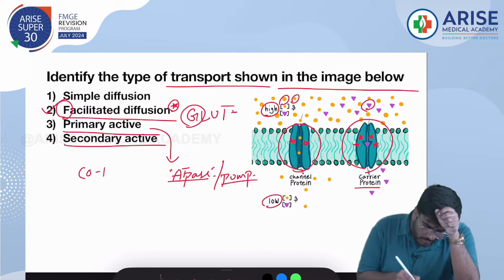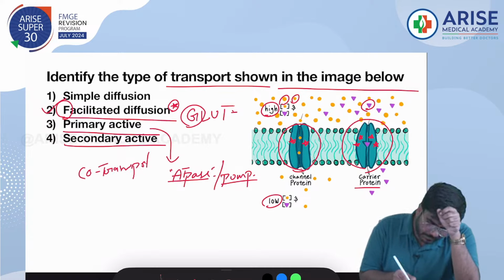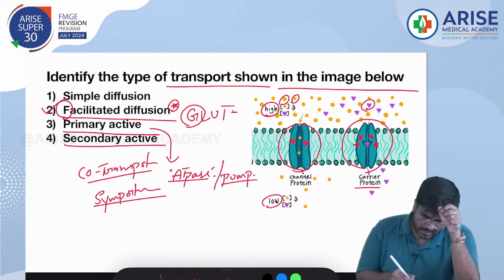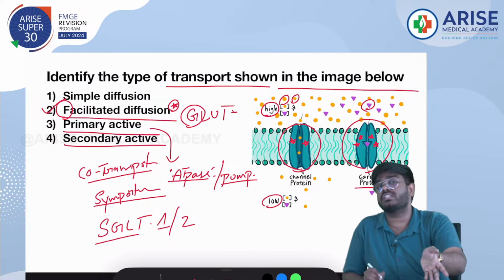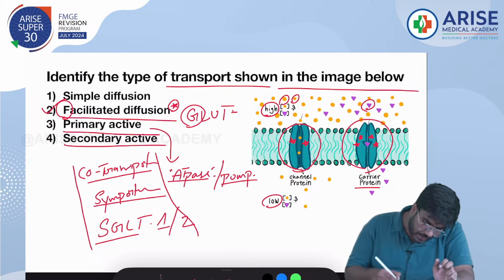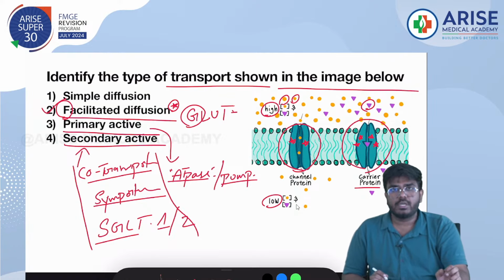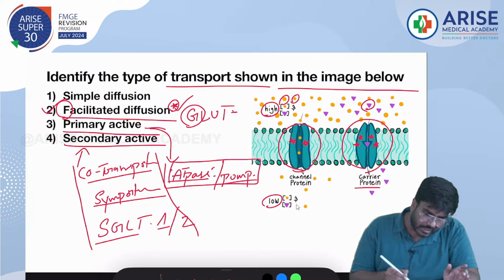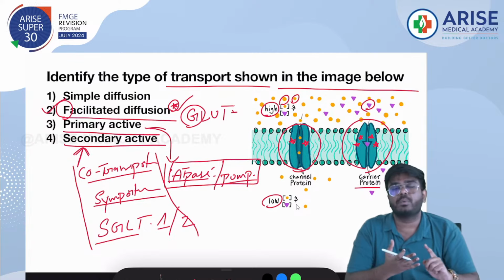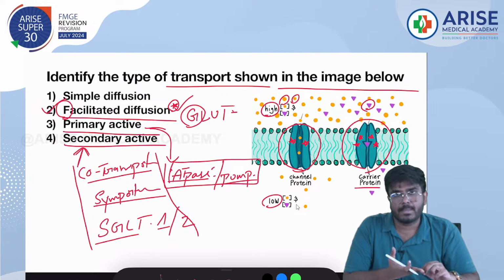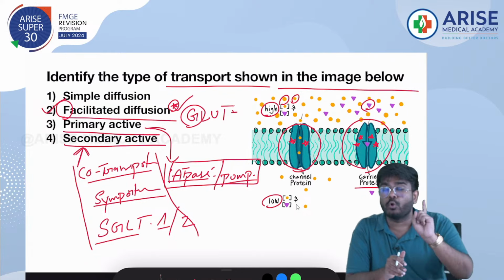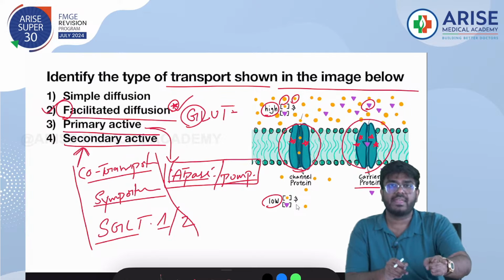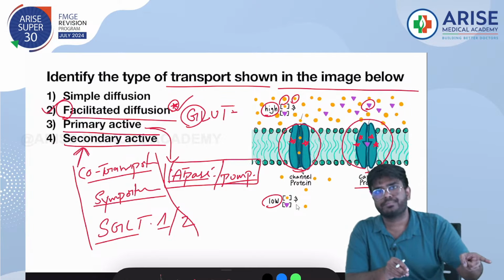Wherever you see the word co-transporters or symporters, they are SGLTs, SGLT1 or SGLT2, that is sodium glucose co-transporter type 1, type 2. They are all examples of secondary active transport. So tell me, GLUTs are examples of facilitated diffusion, pumps and ATPases are examples of primary active transport, and secondary active transport examples are co-transporters, symporters, SGLTs. Glucose is transported along with sodium. Remember, glucose is transported along with sodium. SGLT, sodium glucose co-transporter. Okay.